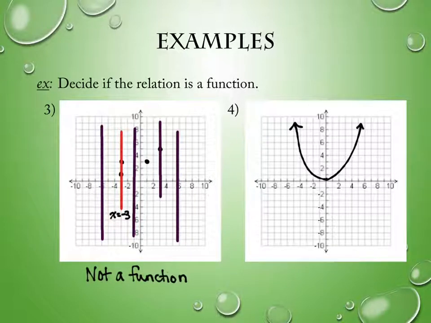What if I tried that same thing on the next graph, on example 4? Draw me some vertical lines in there. Do you have any vertical line that will cross the graph twice? Not a vertical line, right? And we're only talking vertical, so don't go changing it to a different type of line. Vertical lines will always cross this graph only one time, right? So, is this a function? Yes, it is. This one would be a function.